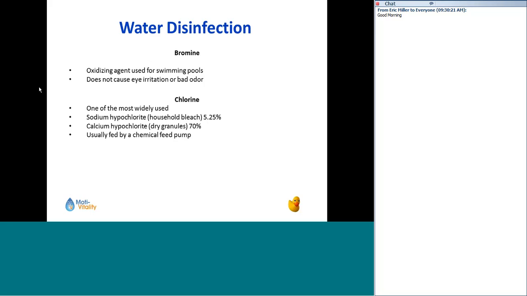Okay, usually it's fed by a chemical feed pump of some type. The thing with chlorine is it always results in trihalomethane, which are a known carcinogen, and they also are known to cause adverse birth outcomes and cancer.